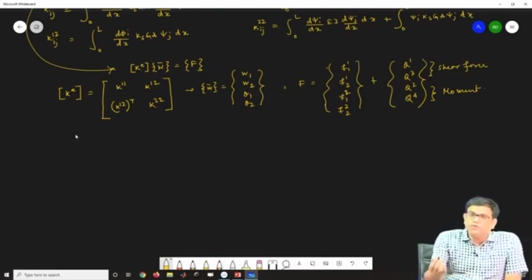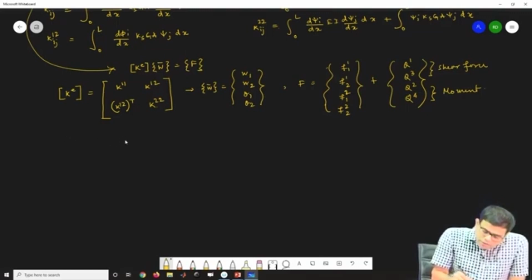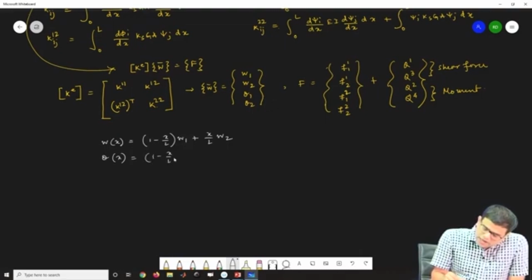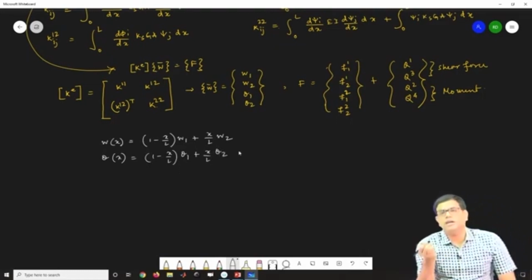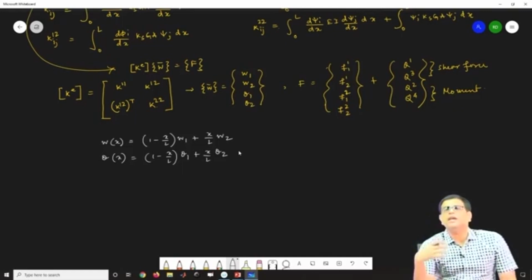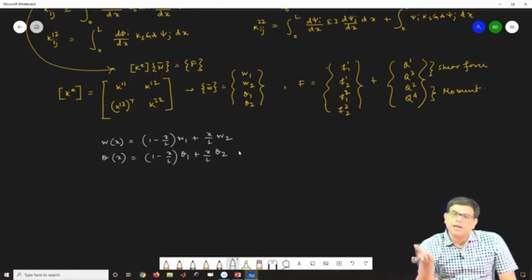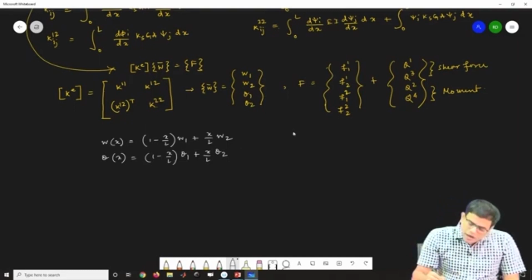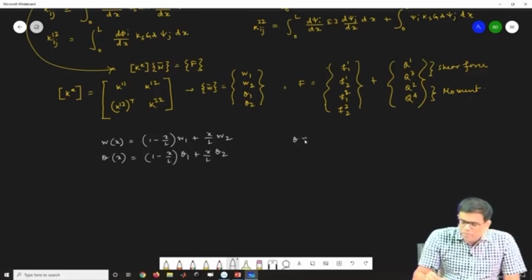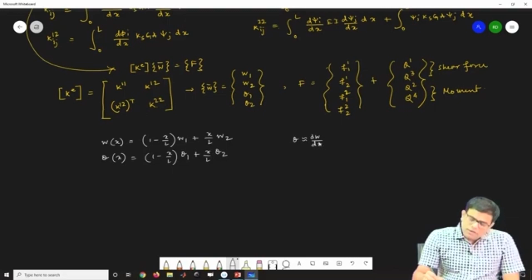Now what will happen if I use this linear interpolation? Let us see. Our W is interpolated like this, that is 1 minus x by L W1 plus x by L W2. Theta is also interpolated, 1 minus x by L theta 1 plus x by L theta 2. Now suppose this is for a thick beam problem, so we don't know whether it is thin or thick. If I try to apply this theory to a thin beam, theta will essentially become dw dx, or minus dw dx, whatever you call it.